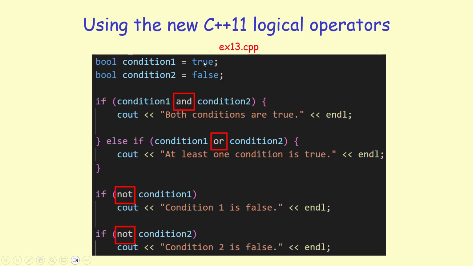Of course, this is false because for the compound statement to be true, both of them have to be true. So condition 1 is true, condition 2 is false. That means this is going to be false. Else if condition 1 or condition 2, again, I'm using the new keyword or, because one of them is true, this is going to evaluate to true. Here I'm doing if not condition 1, and here I'm doing if not condition 2. So this is example 13.